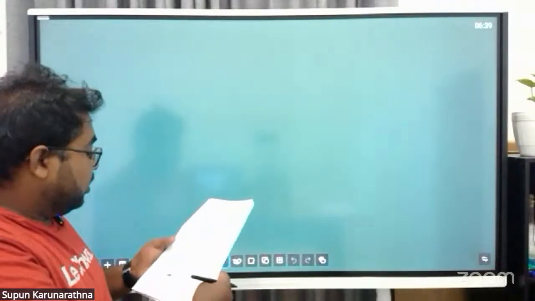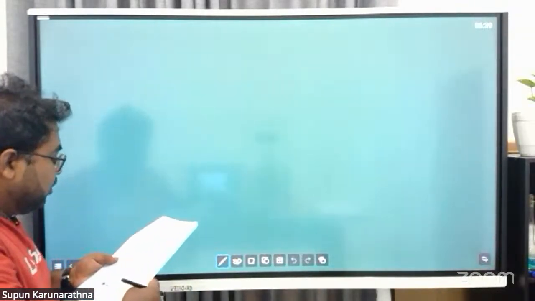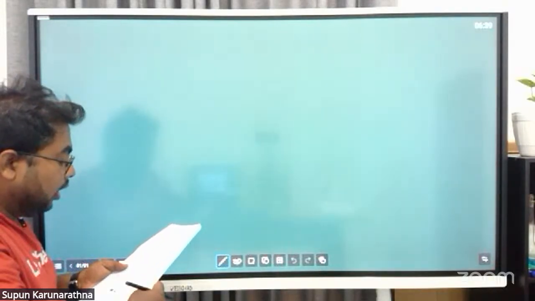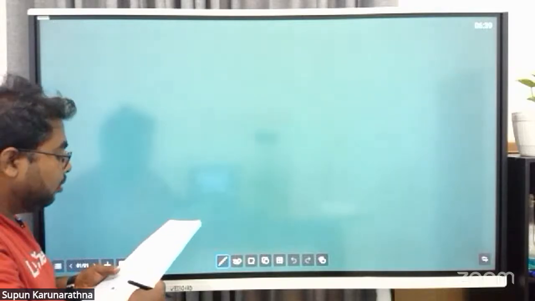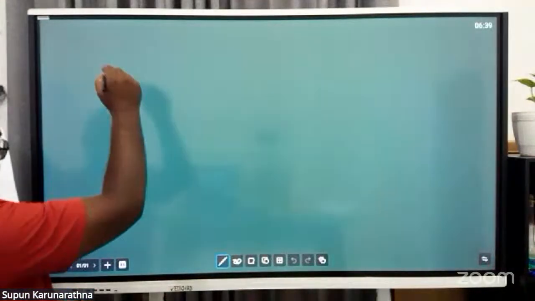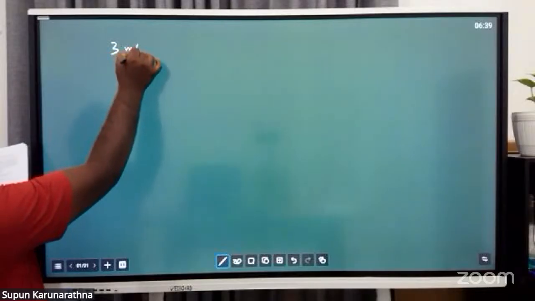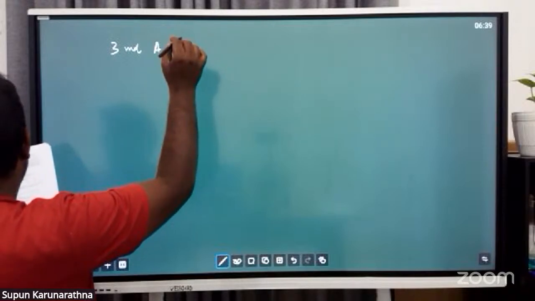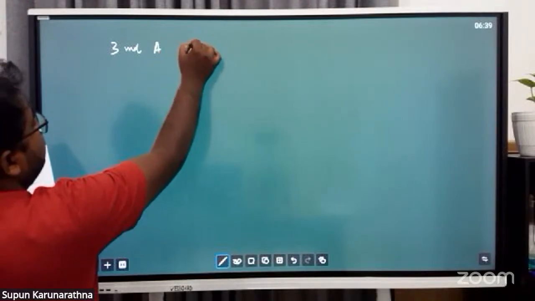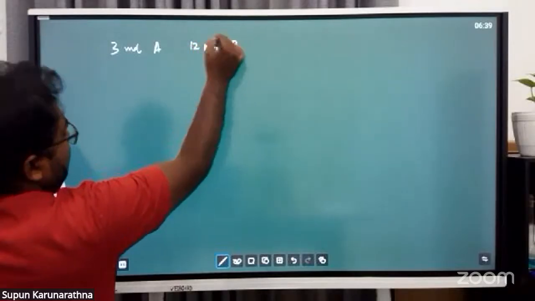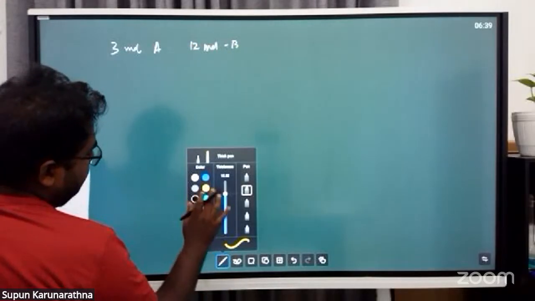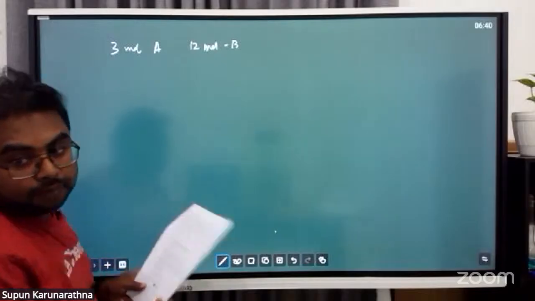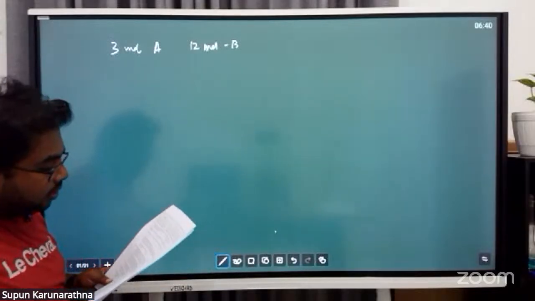So then, first question number 26. 3 moles of A and 12 moles of B are contained in a mixture of A and B. Asking about the mole fraction of B. In this mixture, there are 3 moles of A and 12 moles of B. Asking what is the mole fraction of B.